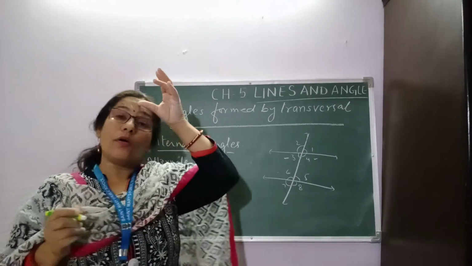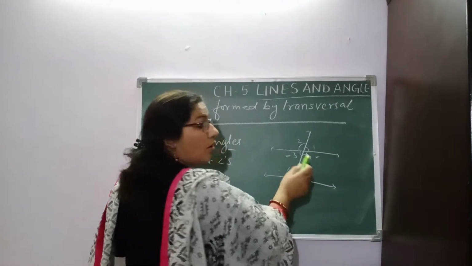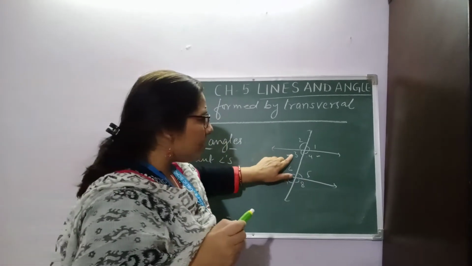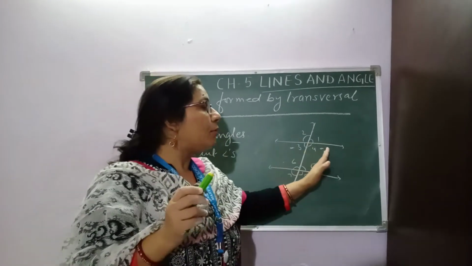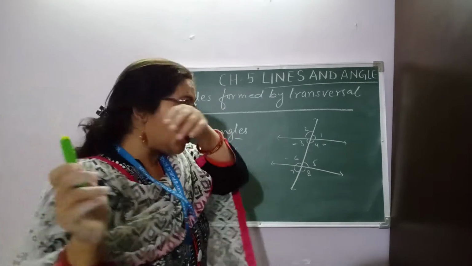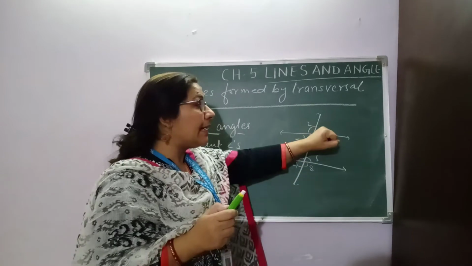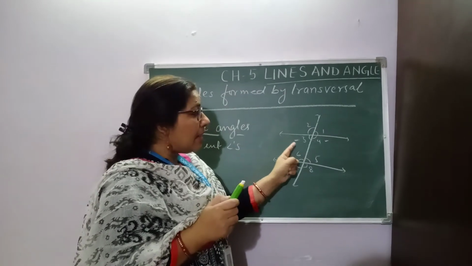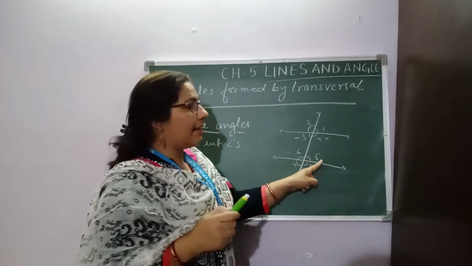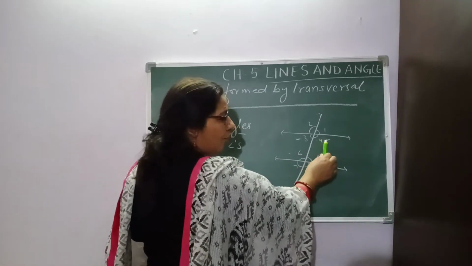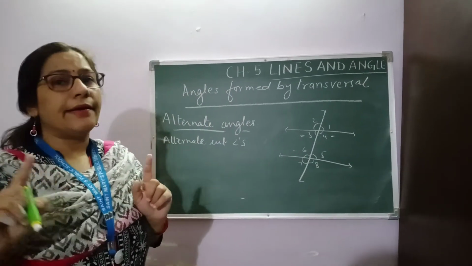What does alternate mean? Alternate means in alternate order. Suppose we take angle 3; we will not go with the same order, we will go for the alternate order. After 3, angle 4 is coming, but we will not take angle 4. That means angle 3 and angle 5 are alternate interior angles. Same there, angle 4 is equal to angle 6 by alternate interior angles.